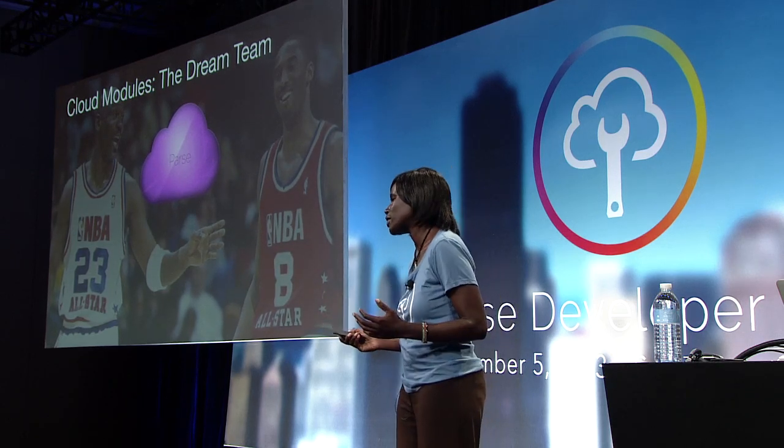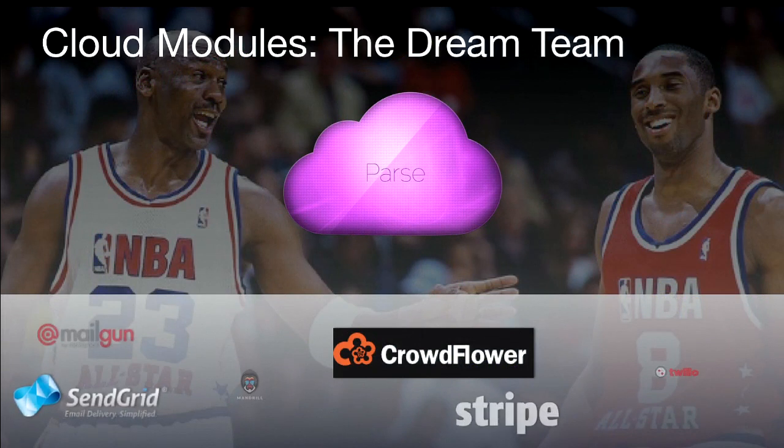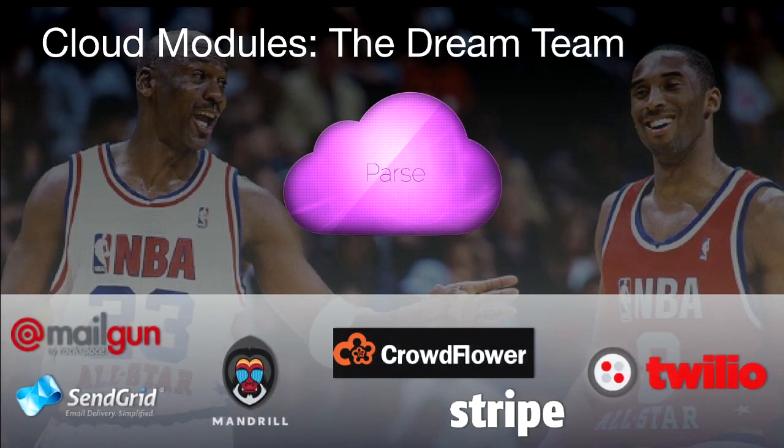So cloud modules also make it easy to integrate with third-party APIs, and this offers services such as emailing, messaging, etc. So you can think of cloud modules as sort of like built-in JavaScript modules that have been made publicly available. And some examples include, say, Mailgun, SendGrid, Mandrill for working with email. You've got Twilio for voice and text messaging. You've got Stripe for processing credit card payments, and Crowdflyer for images.